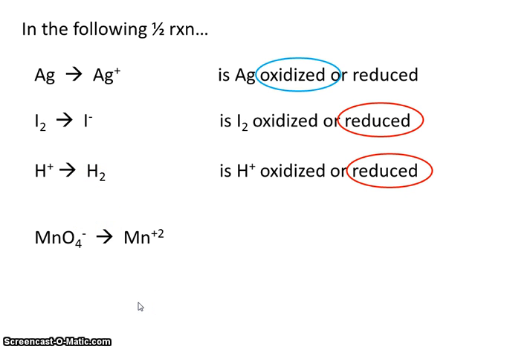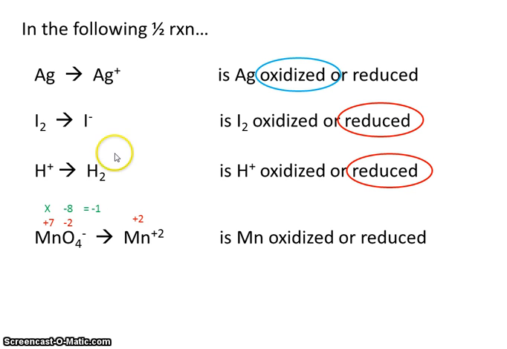Now this one's a little more tricky. We want to know, is manganese oxidized or reduced? Well, this will require you to use your rules. Oxygen is usually -2. We have 4 of them, and it has to sum up to -1. That gives manganese a charge on the left of +6 and a charge on the right of +2. So manganese, its oxidation number is dropping by 5. Anytime the oxidation number decreases, that's called reduction.